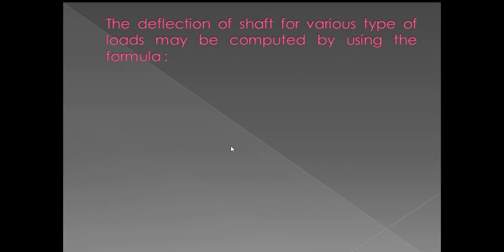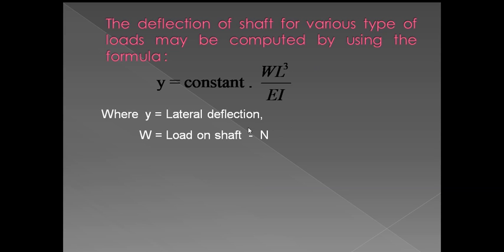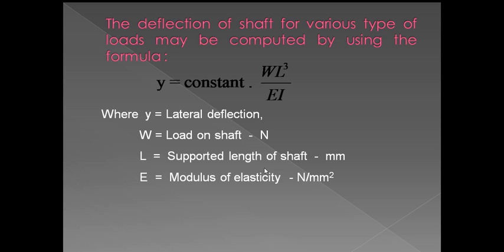The deflection of shaft for various types of loads may be computed by using the formula y equal to constant into WL cube by EI. Y is the lateral deflection, W is the load on shaft, L is the supported length of a shaft, E is the modulus of elasticity in Newton per mm square, and I is the moment of inertia in mm power 4.